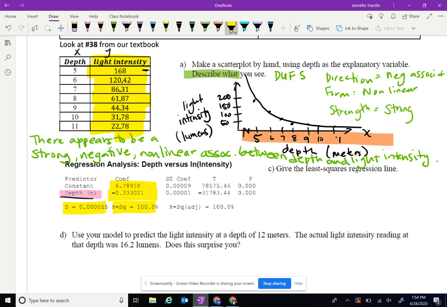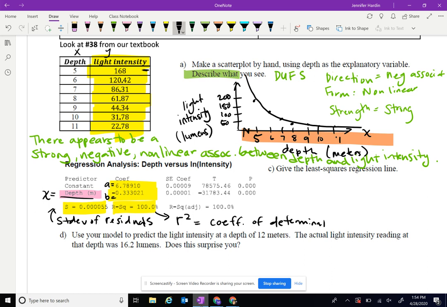So using all of that together, that's a very good R squared value. We ignore the adjusted and all that kind of good stuff. But for us, there's X, there's A and B. This is the standard deviation of the residuals. Okay. And that R squared is called the coefficient of determination. It's the percent of variation in our light intensity that is explained by our depth.